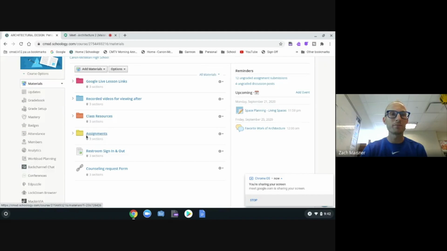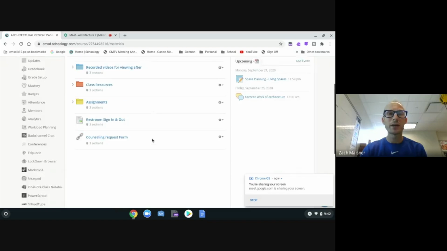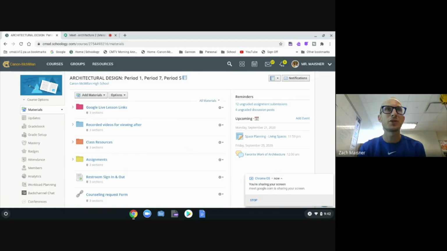different links, reminders, things that are up and coming. So all of these are about the same. All the school teachers try to keep their pages looking pretty much the same to make navigating a lot easier.